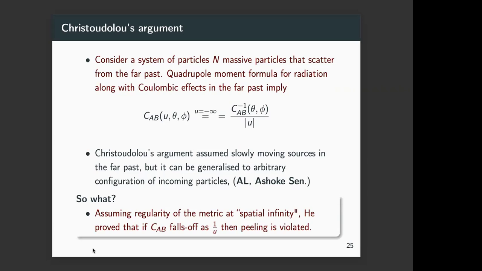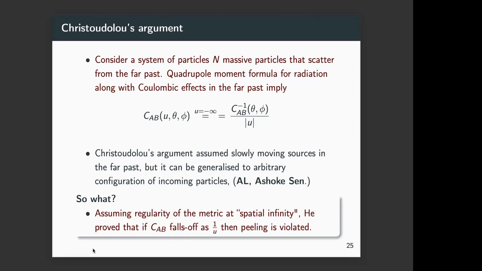which is the radiation field at future null infinity, and you study it at, say, u equal to minus or plus infinity. I mean, he studied it just at minus infinity, but you could also do it at plus infinity. Then it had the following decay. It decayed very slowly, as 1 by u. His argument for this decay was for very slowly moving particles, but you could generalize this to an arbitrary configuration of incoming particles also.